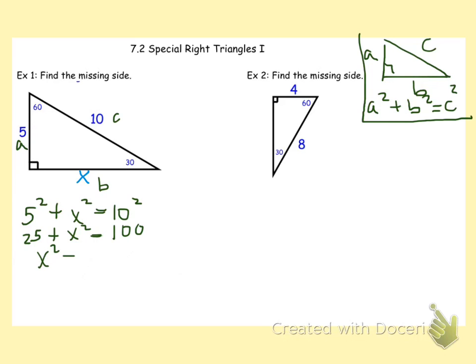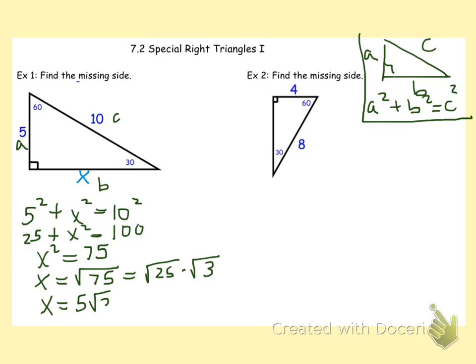We solve for x squared by subtracting 25 from both sides. x equals square root 75. That breaks down into square root 25 times square root 3. x equals 5 root 3.